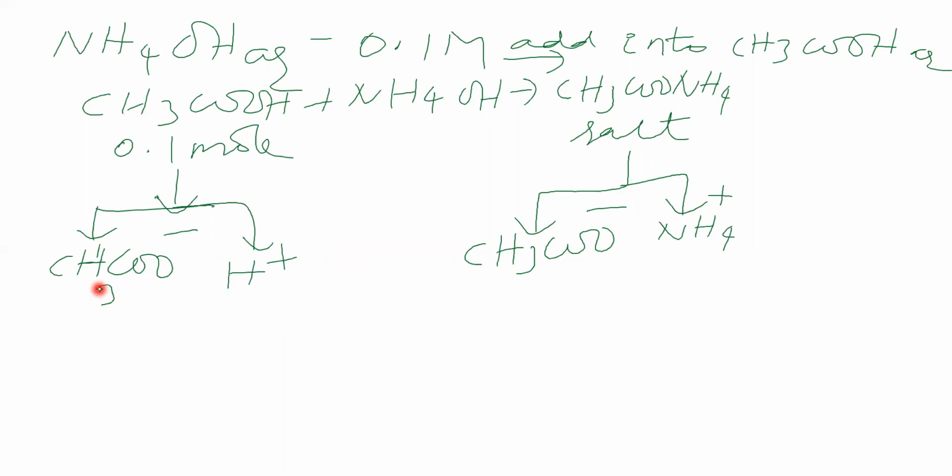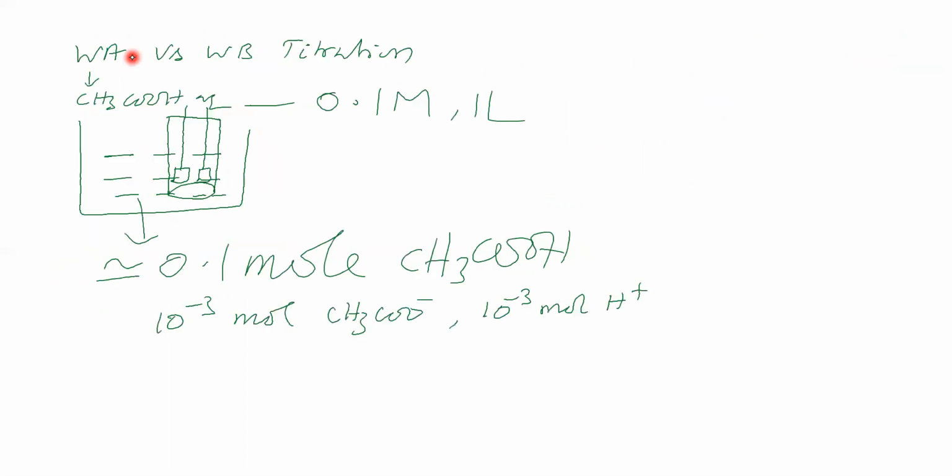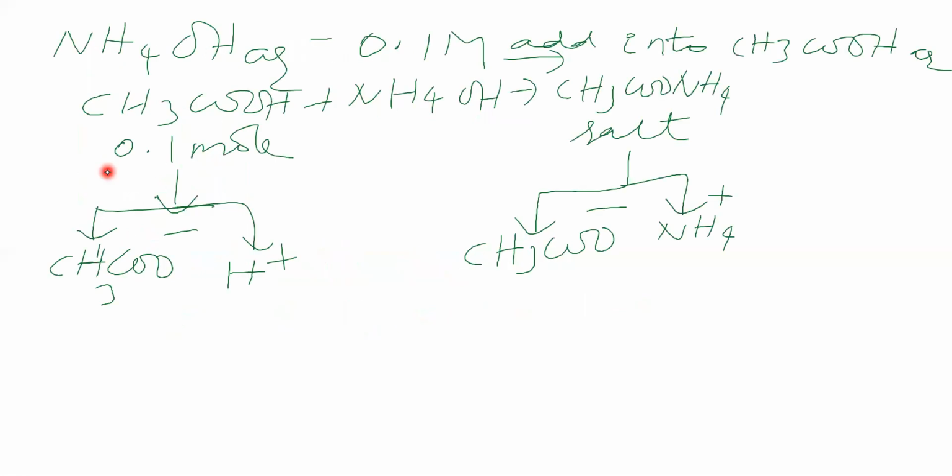After adding ammonium hydroxide, the resultant solution contains these ions, and they are contributing lambda m. Before adding ammonium hydroxide, the vessel contains only acetic acid. These ions are contributing conductance and showing lambda m. So before adding ammonium hydroxide, the solution has a lambda m, and after adding ammonium hydroxide, the resultant solution has a lambda m.